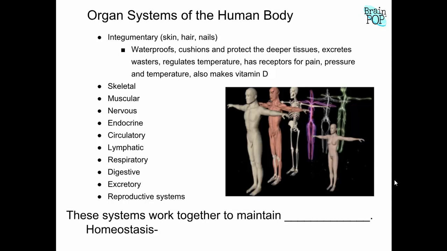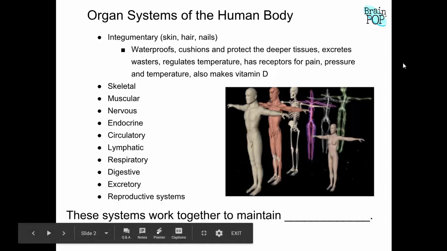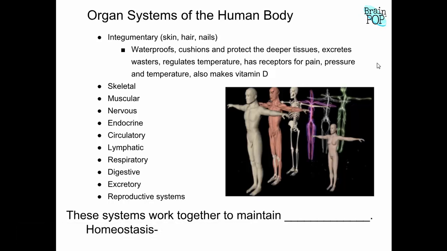The ones we're going to talk about are skeletal and muscular, which we'll talk about together. Then the nervous system, endocrine, circulatory, lymphatic, respiratory, digestive, excretory, and reproductive systems. For each one we'll follow a pattern. We'll talk about the major organs of that system, and some possible malfunctions in that system.